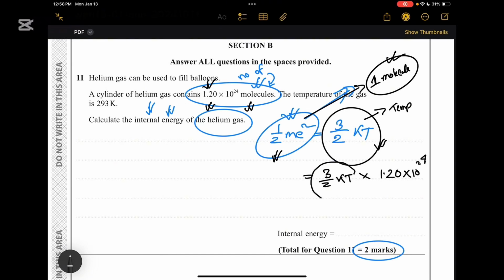molecules, because this formula is for only one molecule, and you need to multiply it with this number of molecules. So it will be 3 by 2 into k. What is the value of k? You guys need to memorize the value of k, because it is really important to be able to remember it. Okay, it's very important to memorize the value of k.